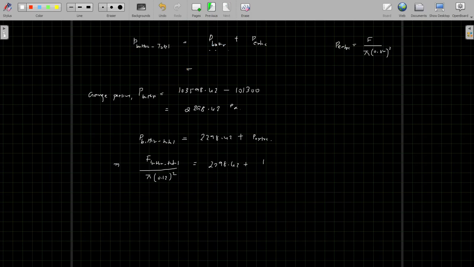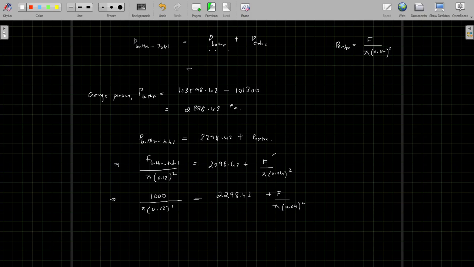2298.42 plus here force by, we are hitting at the cap. So pi 0.04 whole square. So I need to find this force. This is already given 1000 Newton. So I'll put here 1000 divided by pi 0.12 whole square is equal to 2298.42 plus F by pi 0.04 whole square. So we will solve this one now.